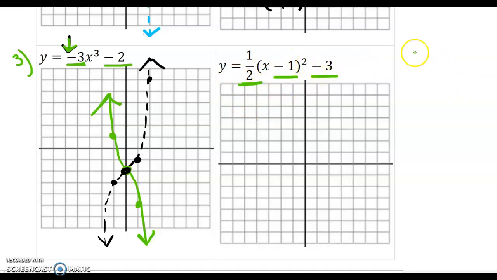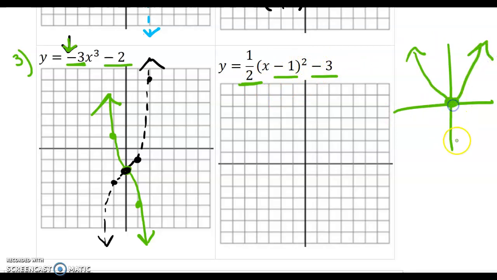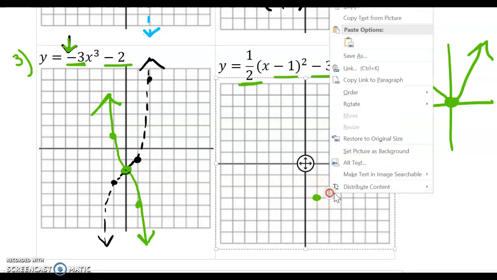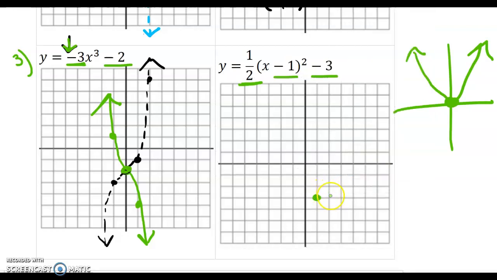I'm going to start with my main key point, which is here at 0, 0. Again, we've been shifted to the right 1, down 3. I'm going to graph that point first. Instead of going over 1, up 1, now I'm only going up by 1/2 for the same reasoning I've given for the other functions with an amplitude that wasn't 1.